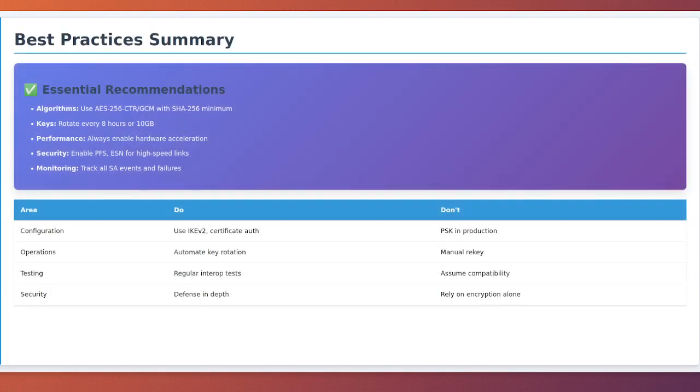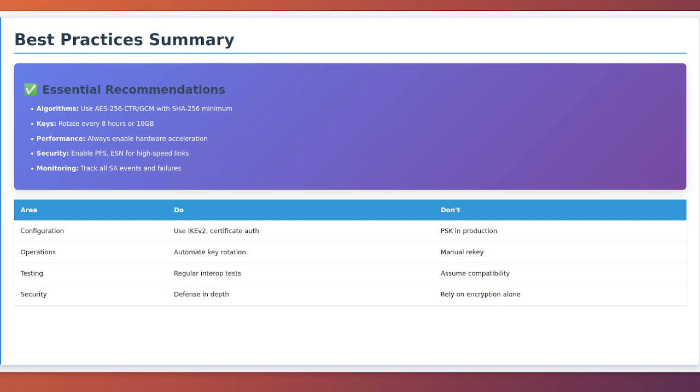After exploring the technical depths of ESP with AES-CTR, let me consolidate the most important best practices that will ensure your deployments are secure, performant, and maintainable. These recommendations come from years of real-world experience and represent the collective wisdom of the security community. Following these practices will help you avoid common pitfalls and build robust VPN solutions.